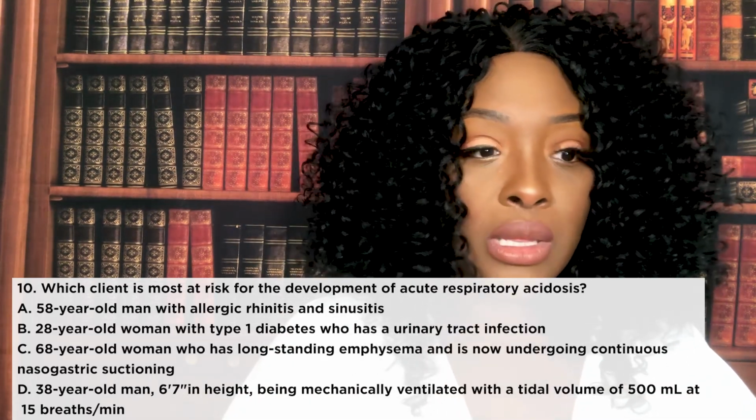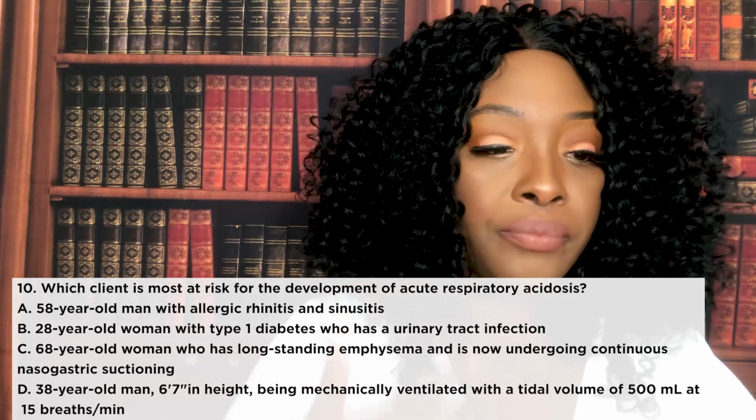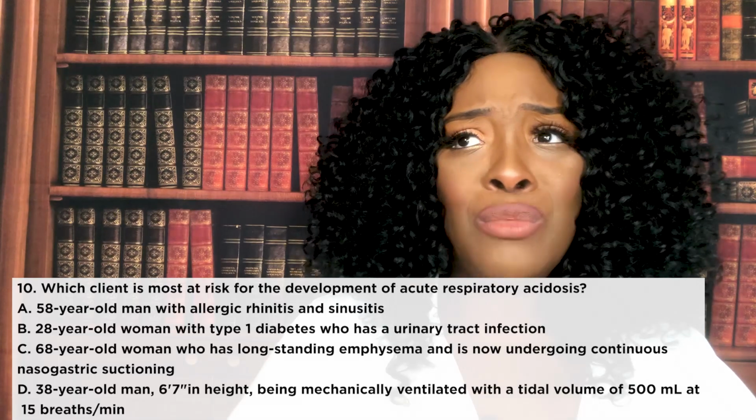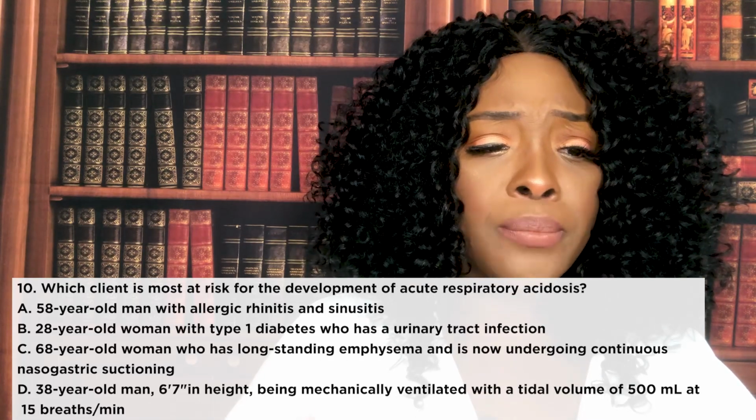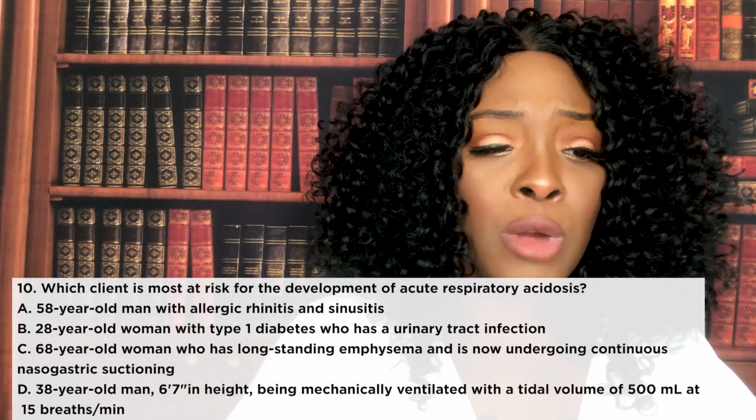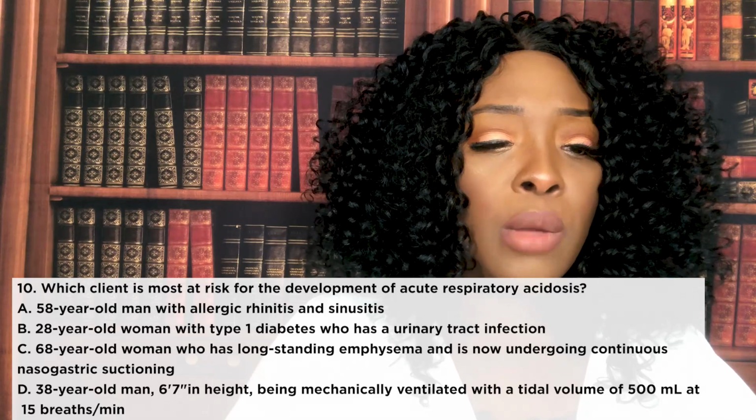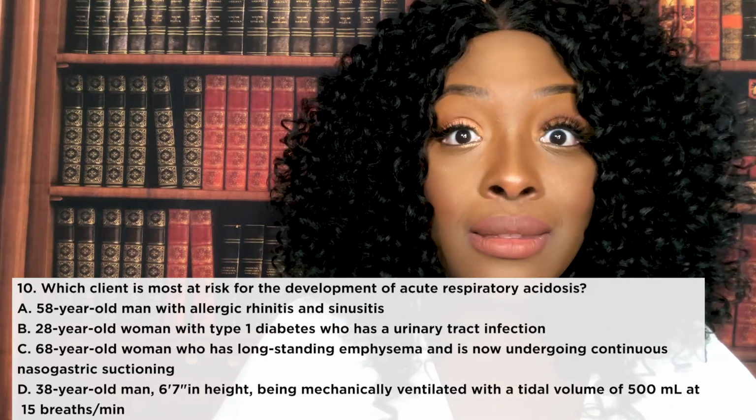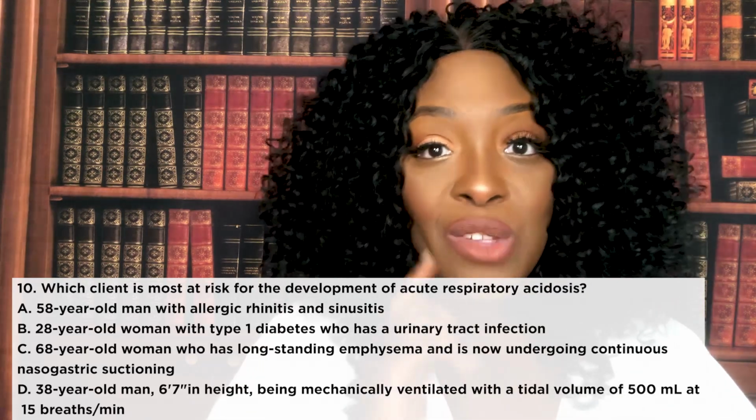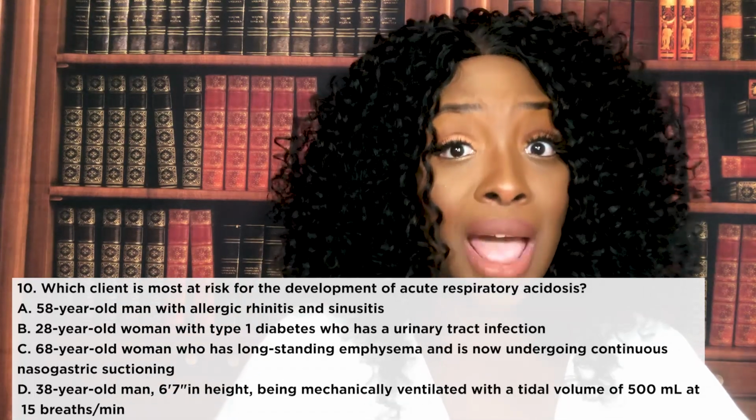Let's look at our other choices, guys. We have A, a 58-year-old man with allergic rhinitis and sinusitis. That should not really affect their pH balance. They've got a little bit of a runny nose and allergies. B, the woman with type 1 diabetes. We talked about this already. You hear diabetes, you'd better already be thinking about what?